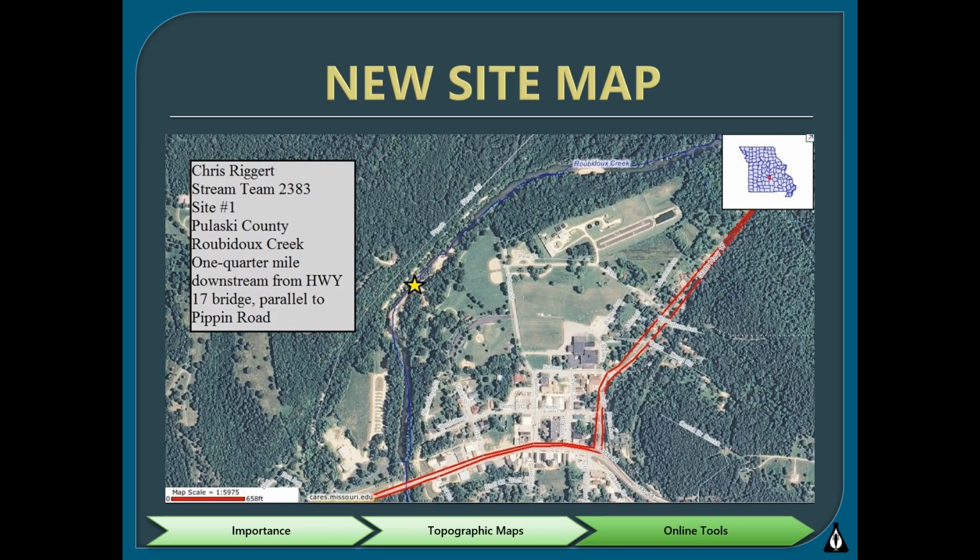This is an example of a site that you could potentially turn in. So it's got the site marked there with a star, and you can see that it's on the Ruby-Doo Creek. This is by Chris Riggert. He put his Stream Team number on there, the site number that's relative to him, the county, and then the site description is 1/4 mile downstream from Highway 17 Bridge, as well as parallel to Pippin Road. So this is just an example of something similar that you could potentially turn into us.